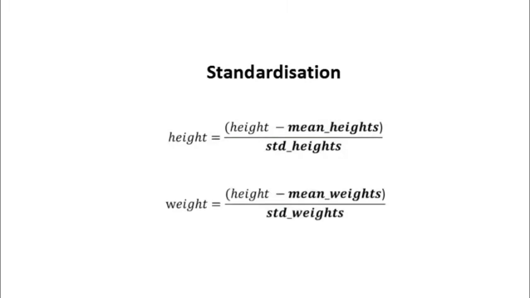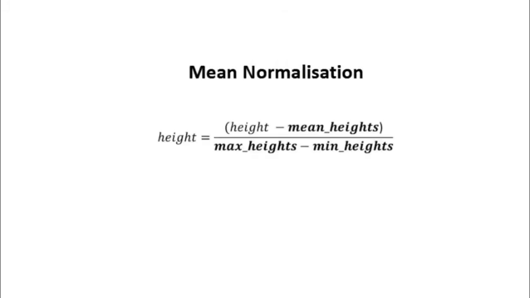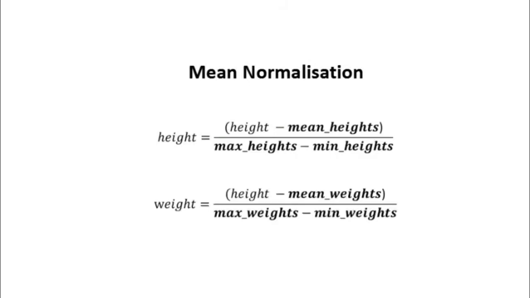This technique scales down the variables to have mean 0 and standard deviation 1. You can also scale features with something called mean normalization, where you just replace the denominator with maximum of height minus minimum of height, also known as range. There are also other techniques to scale features, but these two are widely used.